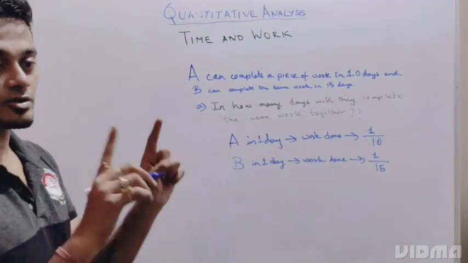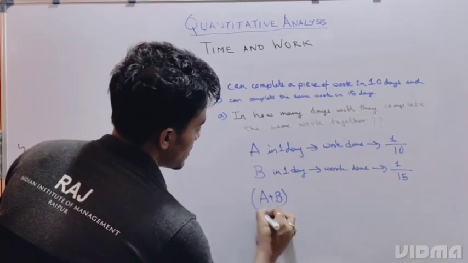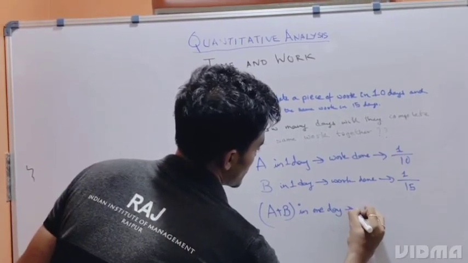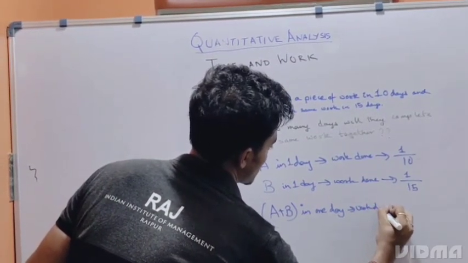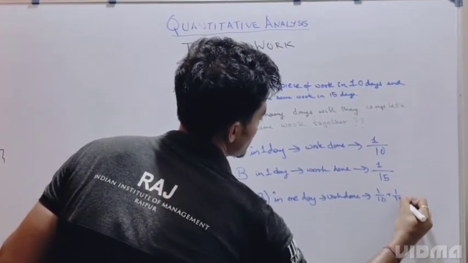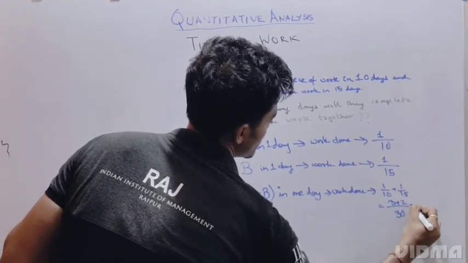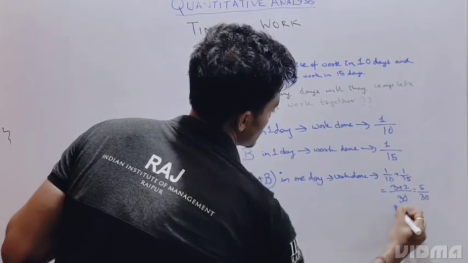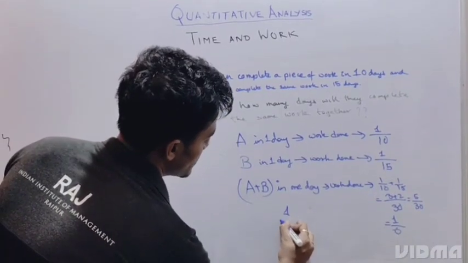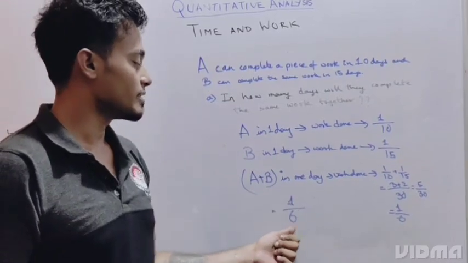Now if they start working together, what will happen? A plus B in one day, work done will be equal to 1/10 plus 1/15, that is equal to, with 30 as the common denominator, 3 plus 2, 5/30, that is equal to 1/6. So we have got 1/6. So in one day A and B will be doing 1/6 of the work.